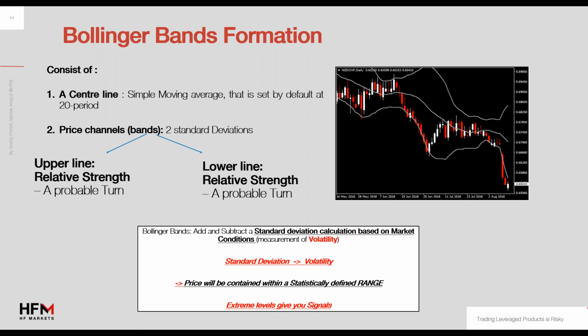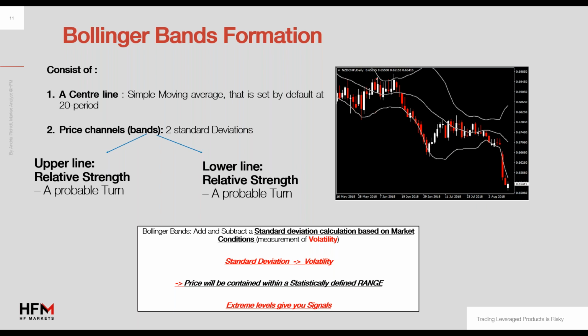So Bollinger's are really giving us a statistically defined range in which the price will be contained. Can you see? The price is moving within this range, the Bollinger Band range. Every time the price is interacting with the upper line of the range, the middle line, or the lower line, that gives us different signals.